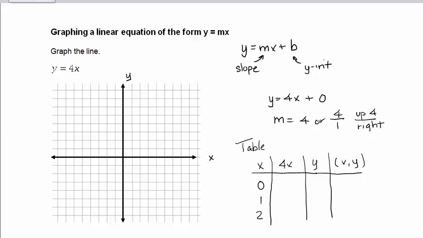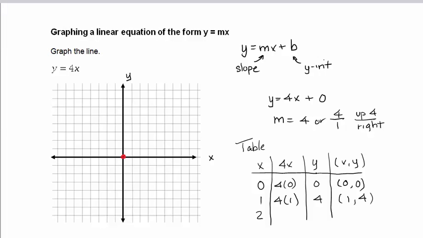Now we don't really need 3 points. We actually could plot a line with just 2 points, but 3 points might, if we happen to make a math error somewhere along the way, help us catch ourselves because they should all fall in a straight line. Let's just go ahead and try 0. So 4 times 0 gives me a 0. So one of my points is 0, 0. All right, just like I said before, it goes to the origin. If we do 4 times 1, that gives me 4. So my other point is 1, 4.